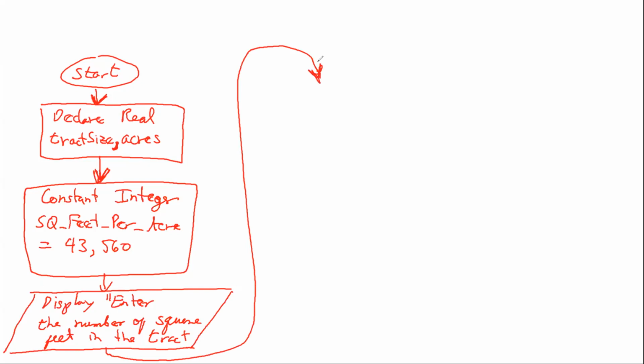So the next step is to get the tract size, right? If I want to get the tract size, that's an input. So what symbol do I use? What's the shape of this? A parallelogram, yeah, right? And I'm going to say input, that's the reserved word, input tract size. And we have a symbol like that. Here we go.